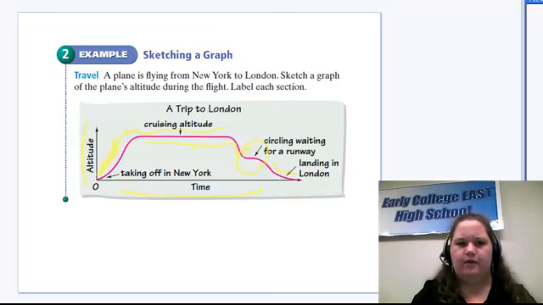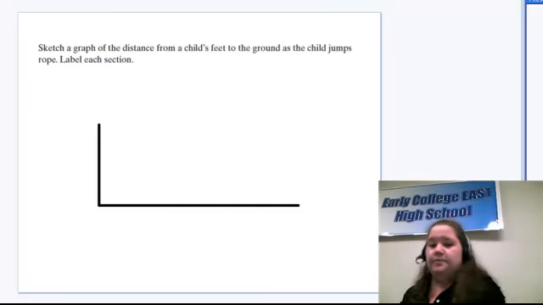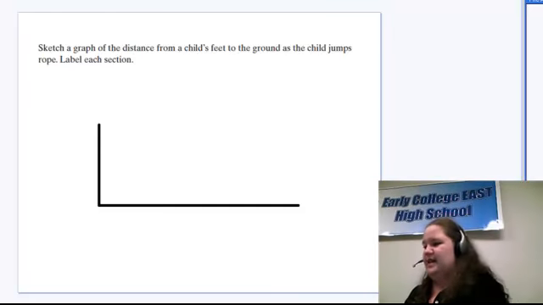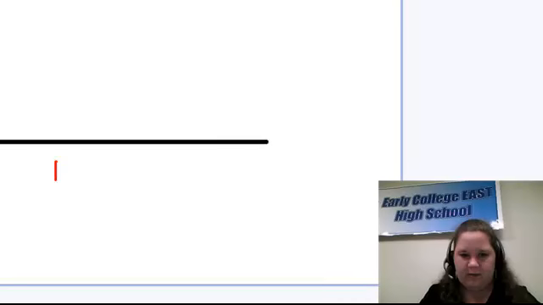So let's try one together, guys. This one is sketch a graph of the distance from a child's feet to the ground as the child jumps rope. Label each section. I'm going to get my handy dandy tablet, and I'm going to get my notes out, because I like making sure I'm doing it right when I do this for you. Okay, so I'm going to change over from highlighter to pen. Let's use red. So this bottom part here is going to be our time.